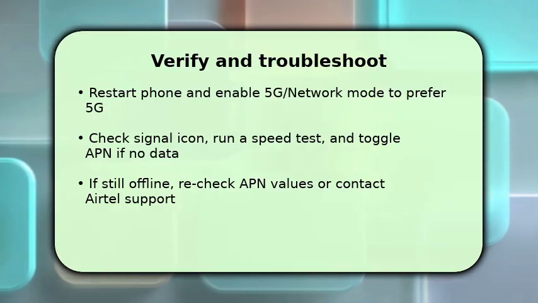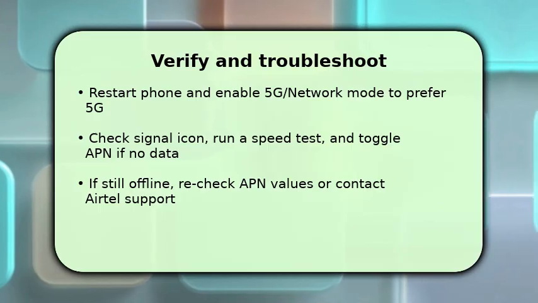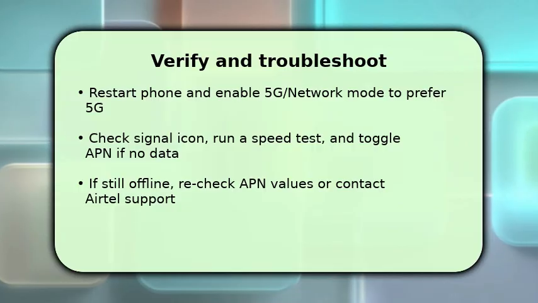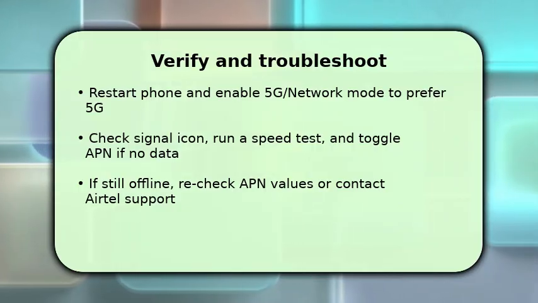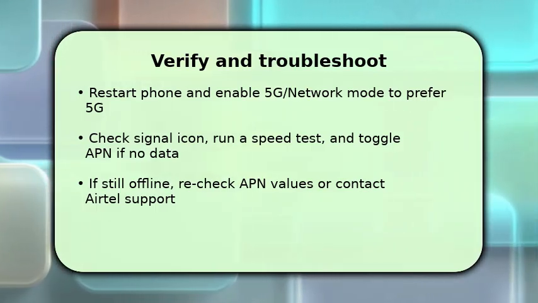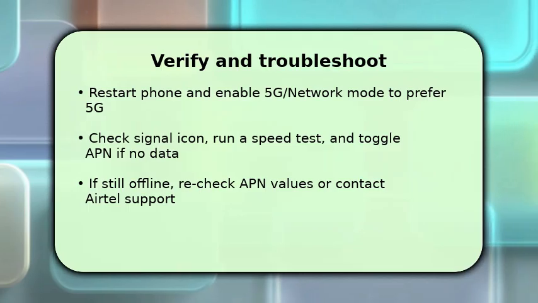After boot, make sure network mode prefers 5G or LTE/5G and check the signal icon and network indicator. Run a quick speed test to confirm throughput. If no data, toggle the APN off and back on, or switch to the saved profile and reboot again.